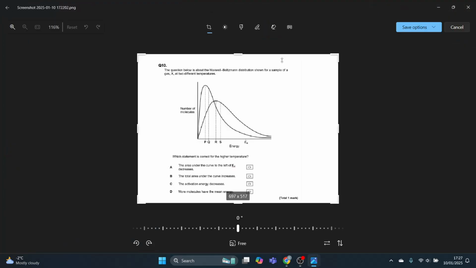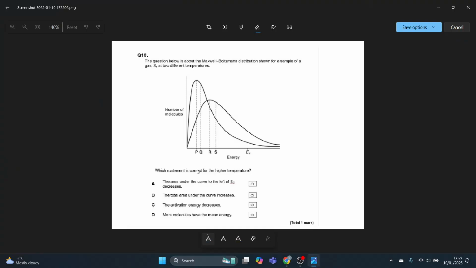Question 10. Which statement is correct for the higher temperature? The area under the curve to the left of the EA decreases. The total area under the curve increases. The activation energy decreases. More molecules have the mean energy. They can test you on these very specific things on the Maxwell-Boltzmann curve, and you'd be expected to know it. And obviously the high temperature is the one where the peak is lower and it shifts more to the right.